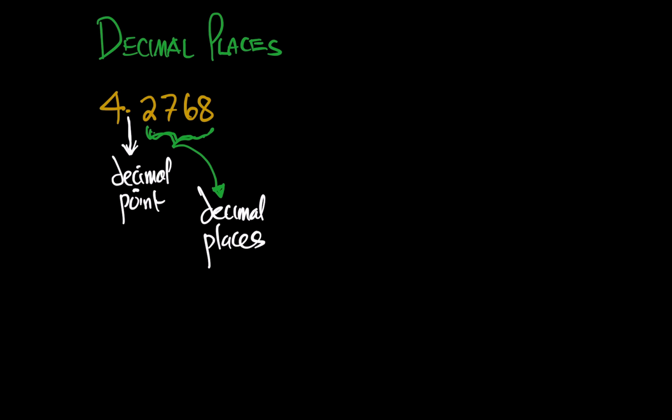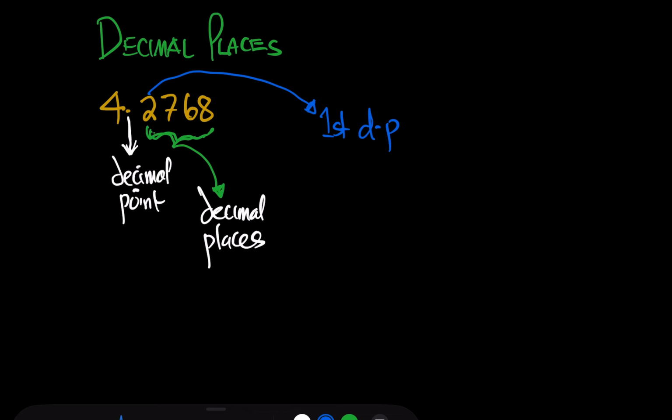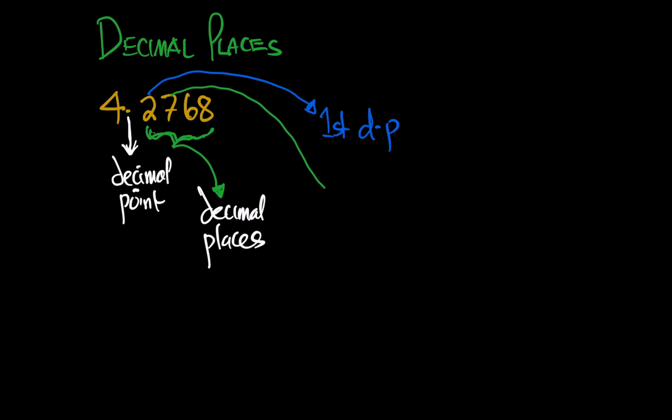So what it means is that this 2 here will be the first decimal place. Why is it the first decimal place? Because it comes right after the decimal point. And then the second one here, the 7, will be the second decimal place, because it is the second number that comes right after the decimal point. So right after the decimal point, the first number will be the first decimal place, the second one will be the second decimal place.